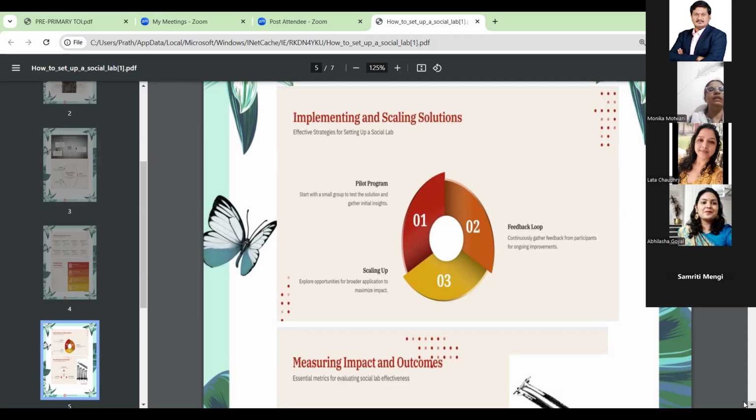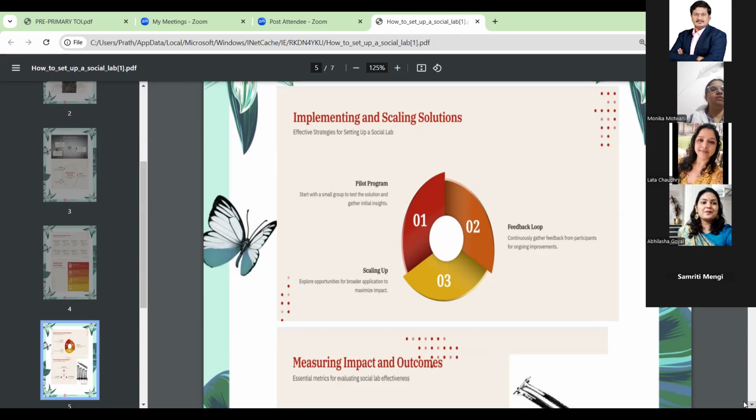The next is scaling up. Explore opportunities for broader applications to maximize impact. So scaling up refers to the process of expanding something to increase its capacity to reach or impact. This often involves implementing strategies to enhance productivity, improve processes, and increase the targets.